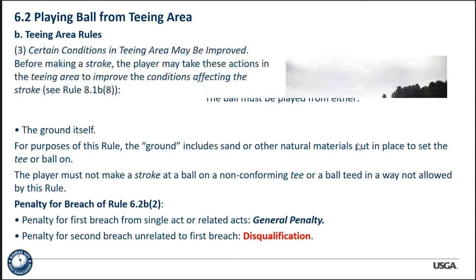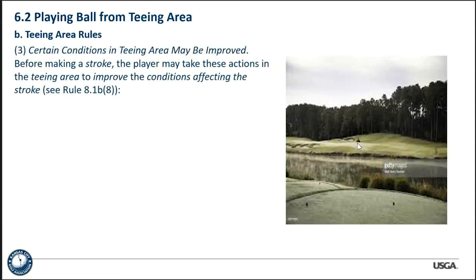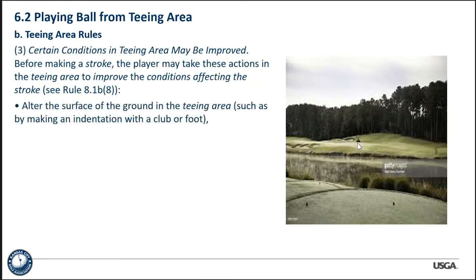All right. Certain conditions in the teeing area may be improved. This is really not a change from what we're currently using. Before making a stroke, a player may take these actions in the teeing area to improve the conditions affecting the stroke: alter the surface of the ground in the teeing area, such as making an indentation. The Laura Davies example, where she pounds her driver into the ground. She can do that if she hits her tee shot and it hits a tree and comes back in here. She can improve it again if she wants. These rules still apply, and she can move her ball onto that if she wanted to.